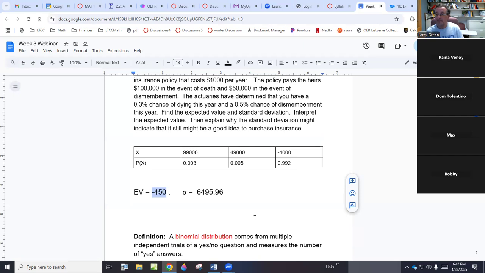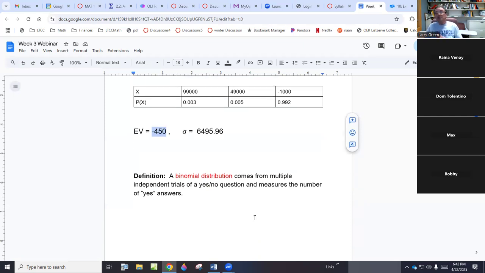Is that clear? Okay, so now it's time to move on. We just finished chapter 4, and now it's time to move on to chapter 5. Chapter 4, by the way, is about the discrete distribution and expected value and standard deviation. Sorry, we're still on chapter 4, but we're at the end of chapter 4. Chapter 4 has two pieces. The other piece of chapter 4 is what's called the binomial distribution. Okay, and this is very important.